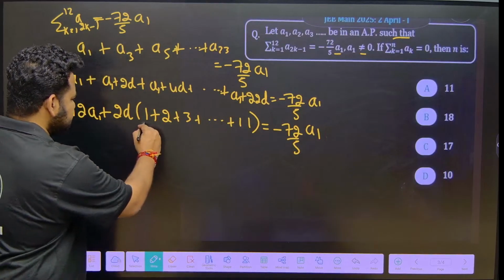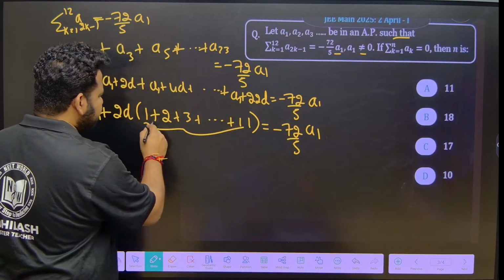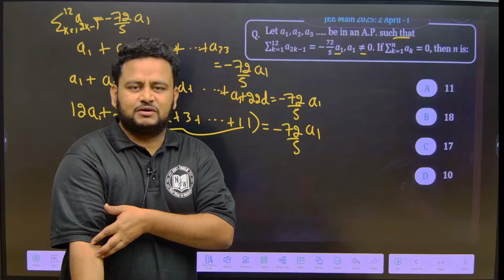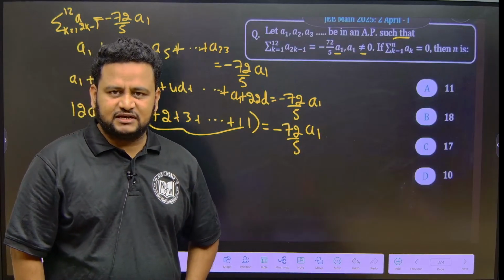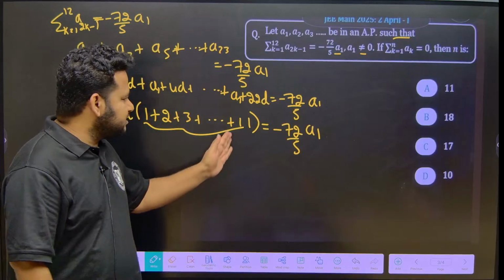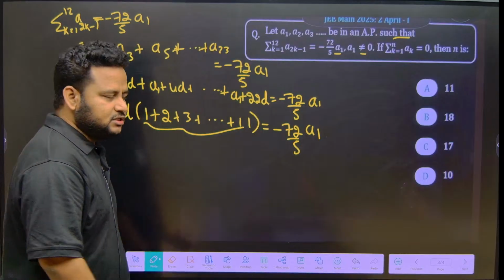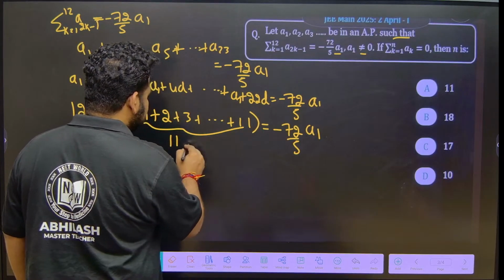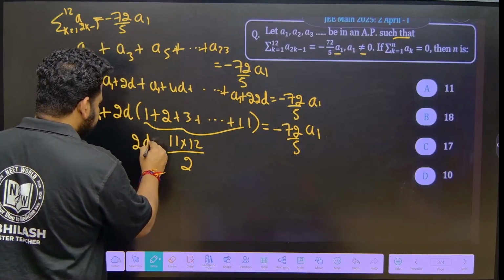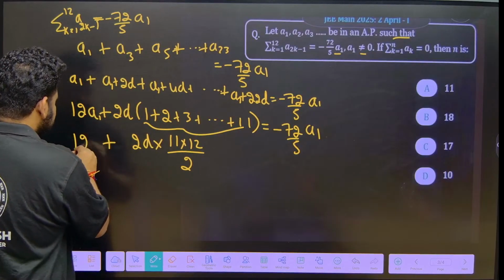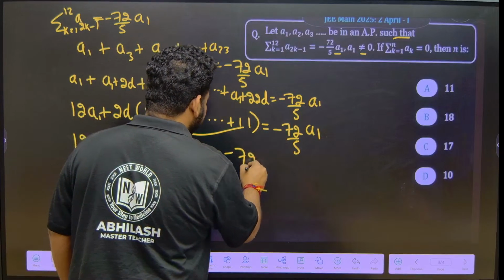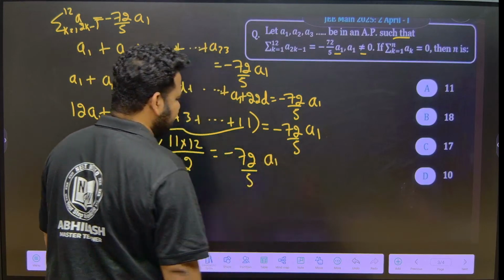Now, have a look at this, friends, this is very important. Sum of n number of terms is given as n into n plus 1 by 2, correct? Here n is what? 11. So this will be given as 11 into 11 plus 1, which is 12, by 2. Okay, this is what we will have, and here we have 2d multiplied, and here what we have? 12 times a1, correct? So this will be equal to minus 72 by 5 times a1.